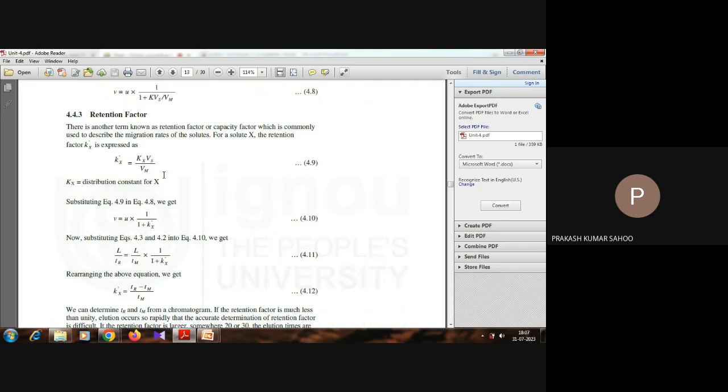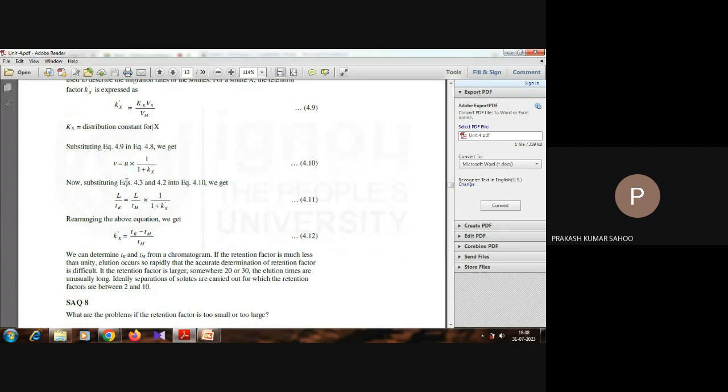Then the retention time is there. The second one is the retention factor. Retention factor is a factor which depends on the retention of the constituent in the column. There is another term known as retention factor, or capacity factor, which is commonly used to describe the migration rates of a solute. If the solute is X, the retention factor is expressed as small kx equal to capital Kx Vs by Vm, the volume in the stationary phase divided by the volume in the mobile phase. That is the retention factor.